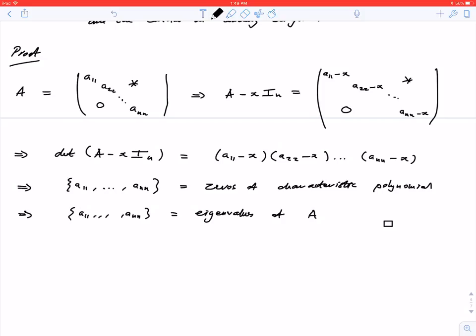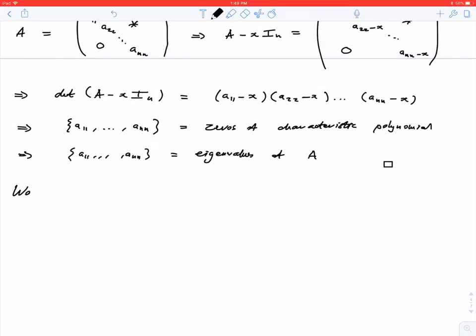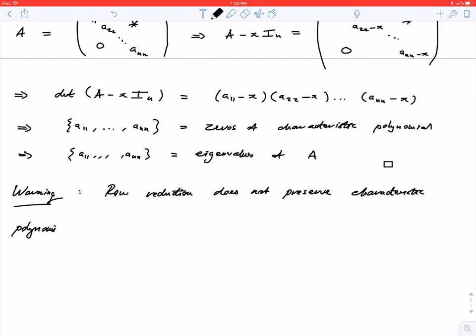So I want to make a warning at this point. When you do row reduction, row reduction does not preserve the characteristic polynomial. So that means if you take your matrix and you put it in upper triangular form by doing row operations, that tells you nothing. It'll tell you what the determinant of A is, brilliant, but you don't want that. You want the determinant of A minus x times the identity.